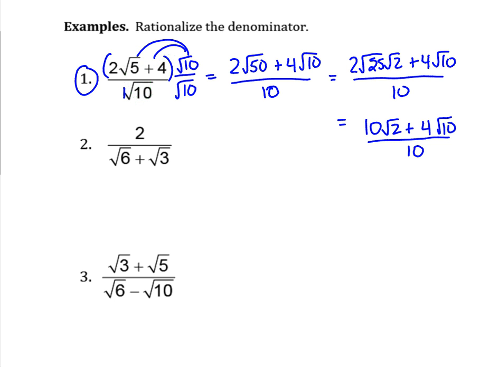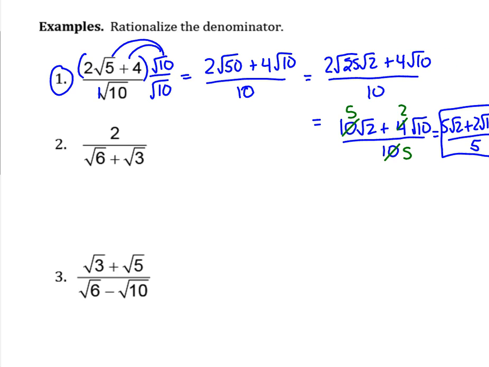So actually it's not. Okay, and then here we can simplify. We can divide these all by 2, so 5, 2, and 5. And there's our final answer. You should have had 5 root 2 plus 2 root 10 all over 5. Yay!